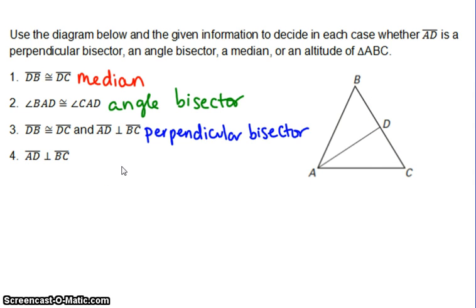Alright, and then last but not least, we have that AD is perpendicular to BC. We don't know if it bisects BC, so that would strictly be our altitude.